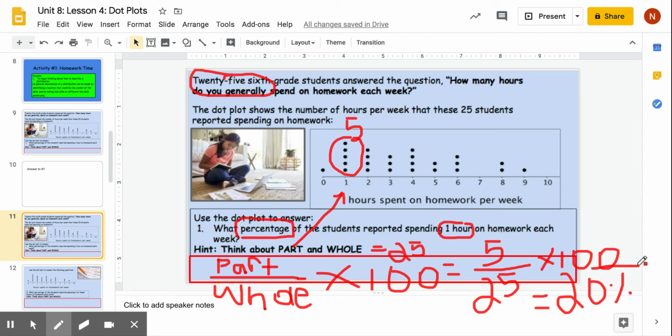And this here is my final answer. 20% of the students reported spending 1 hour on homework each week.